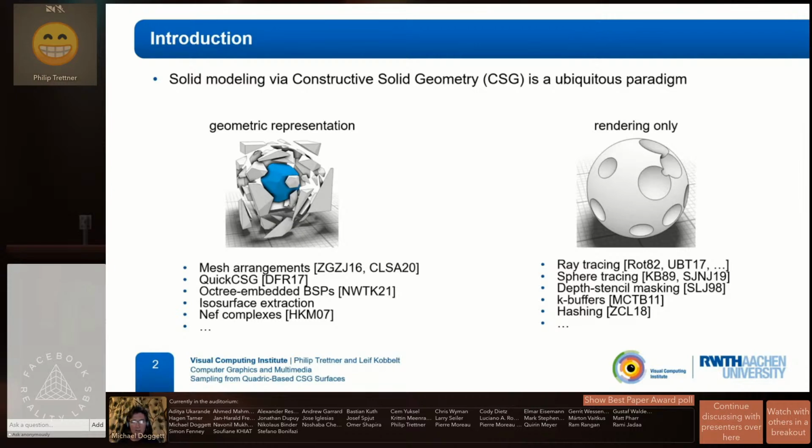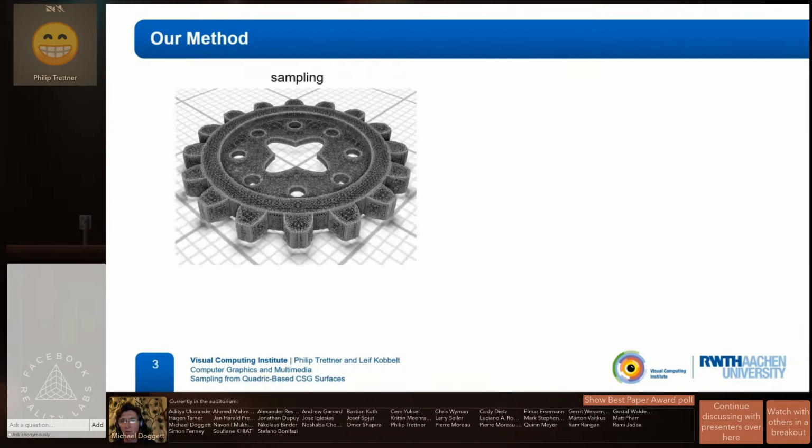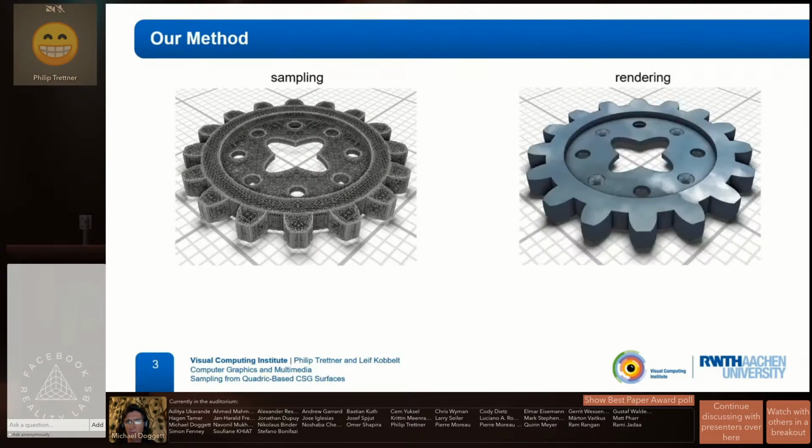Our method is kind of a hybrid of these two classes. We have two components. First, we compute a sampling of the CSG surface and then turn these samples into a hole-free and pixel-perfect rendering. And with that, it's kind of a hybrid because we have a geometric representation in this point cloud, which is not as accurate as a mesh representation might be, but it still is useful, for example, for collision detection. But then a big focus is also on making the rendering fast and high quality.